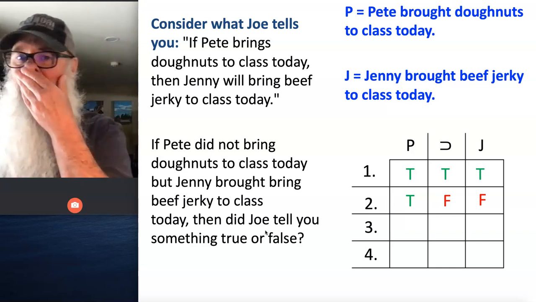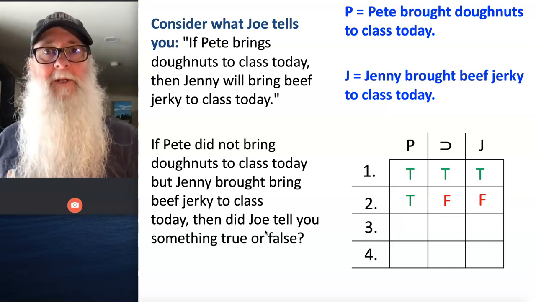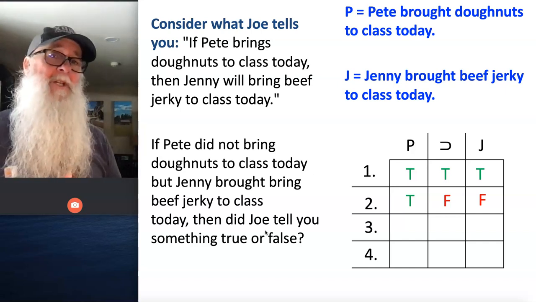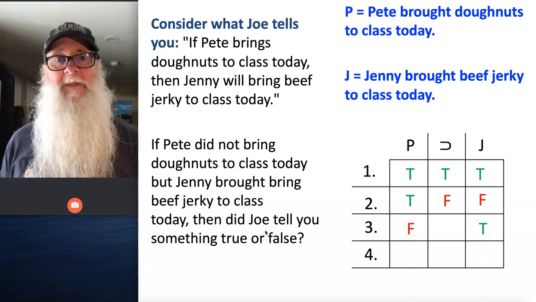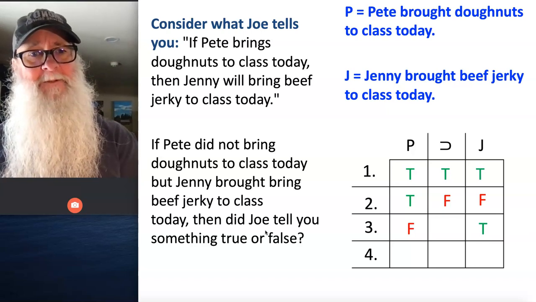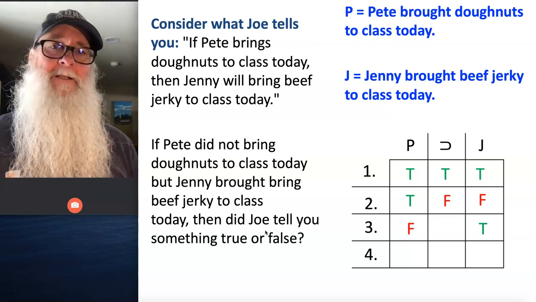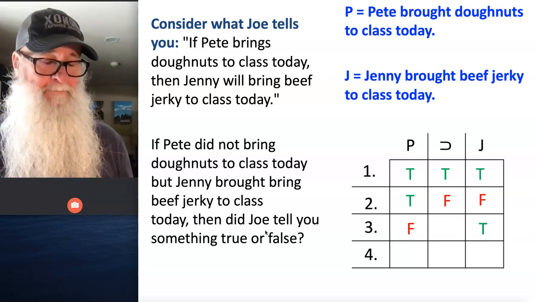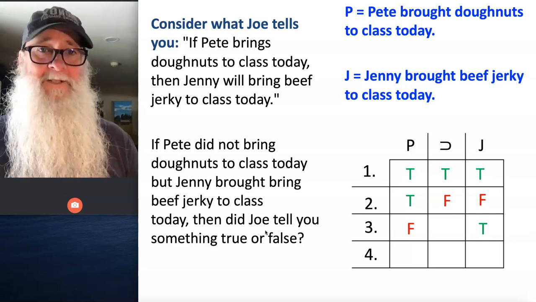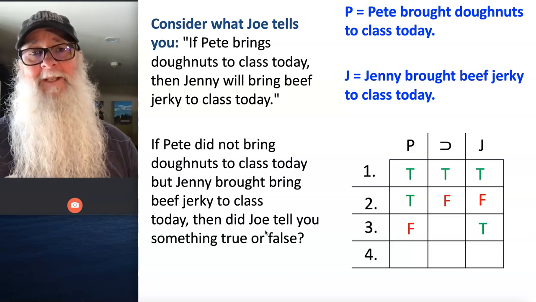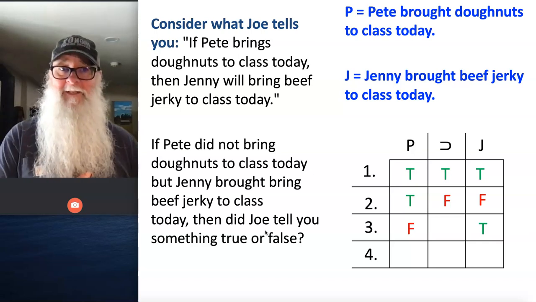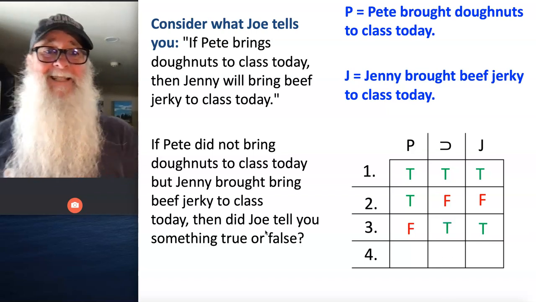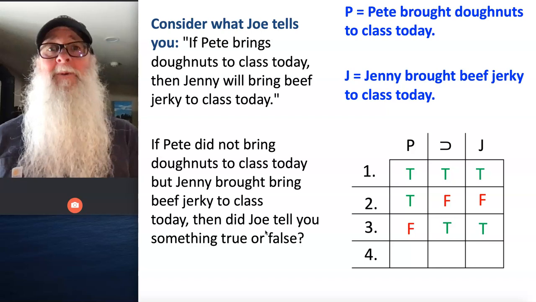Now consider this. You look over at Pete and he's empty-handed. No donuts. It's false that Pete brought donuts to class today. But it's true that Jenny brought the beef jerky. So now what we see is what appears on the left-hand side of the horseshoe is false, and what appears on the right-hand side is true. Okay? So if Joe has told us if Pete brings donuts to class today, then Jenny will bring beef jerky, and Pete didn't bring the donuts, but Jenny still brought the beef jerky, did Joe lie to us? And I'm going to go with no. I'm going to go with Joe told the truth.